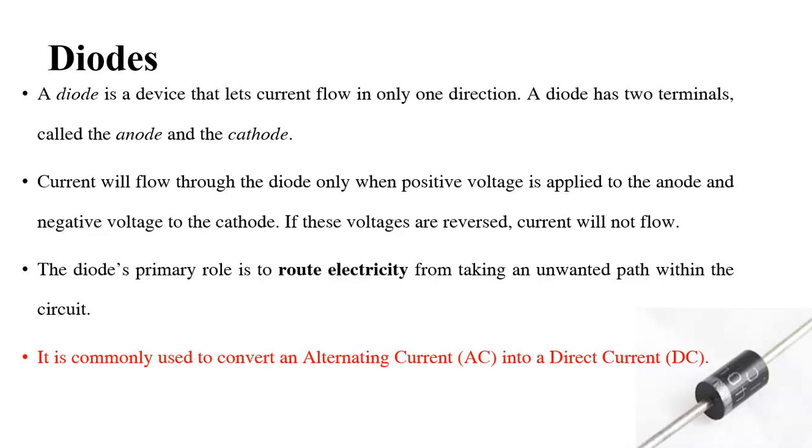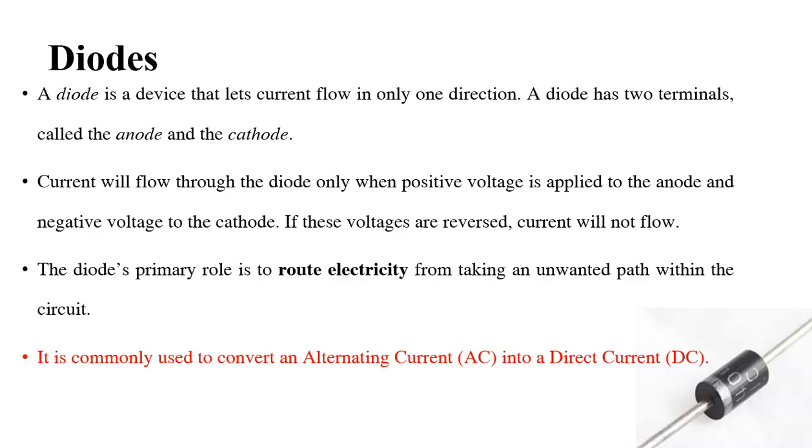Diode is another special component we use in electronic systems. It is the component that lets current flow only in one direction. As you know, a diode has two terminals, the anode and the cathode. Current will flow through a diode only if we apply the positive voltage to the anode and the negative voltage to the cathode. If we reverse the polarity, the current will not flow through this component. This is the special property of the diode.